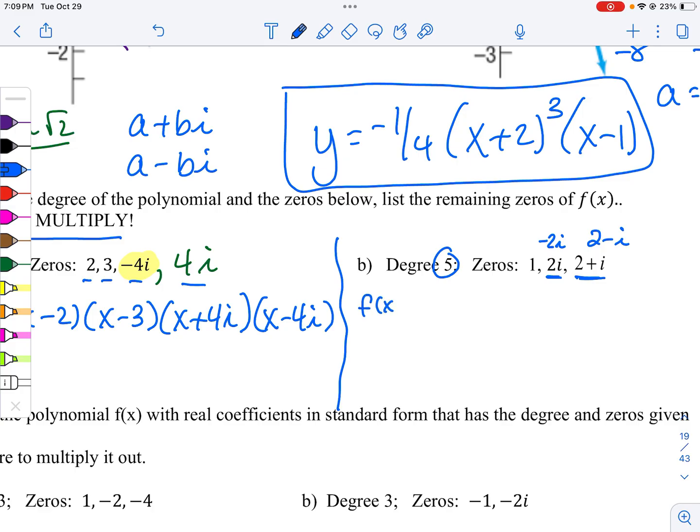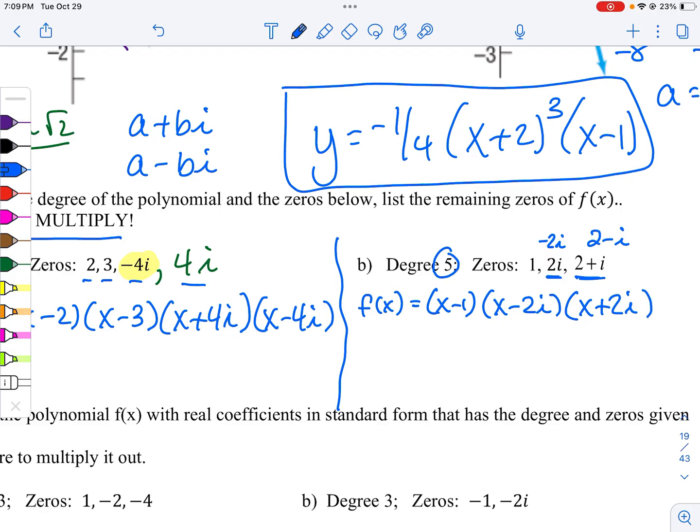So if I were to write this polynomial out, because of the 1, I get x minus 1. Because of the plus 2i, I get x minus 2i. Because of the minus 2i, I get x plus 2i. I'm going to run out of room here, so I'm just going to put them below.